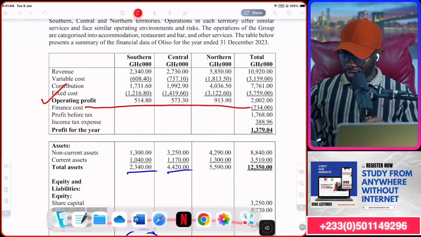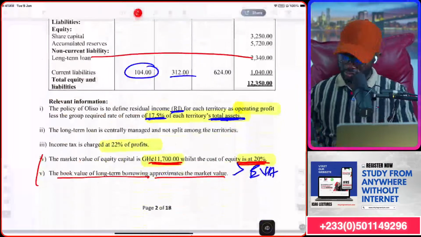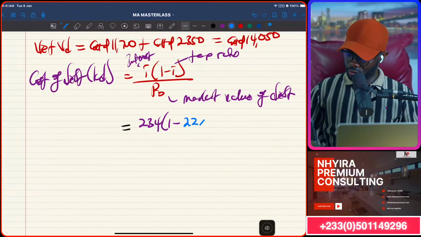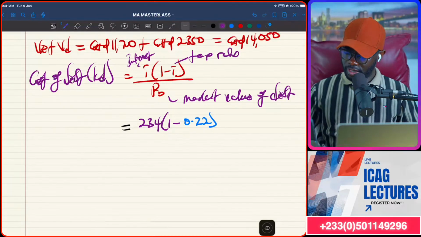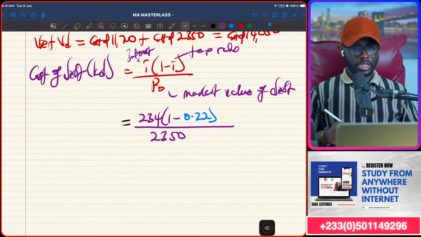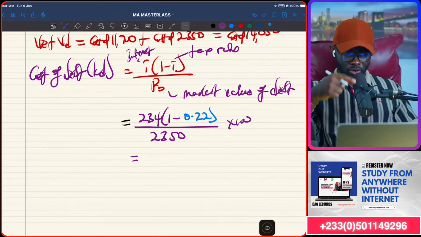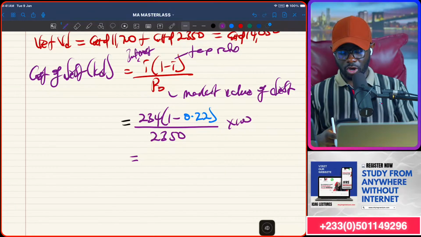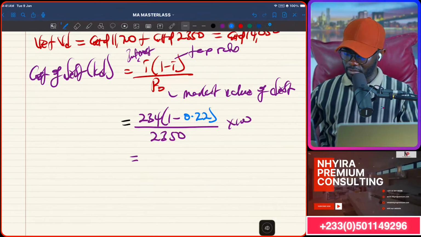Finance costs, 234. So we're going to have 234 into brackets, 1 minus, what is the tax rate? We're given the tax rate to be 22% of profit. So 22%, so that'll be 0.22. Divided by the market value of the debt, which was given to us to be 2350. Certainly the answer times 100 because KD is in percentages. So that's how we calculate the cost of debt. And there is tax in the question, so it will be KD after tax. So we punch that out. 234 into bracket 1 minus 0.22, bracket close, divided by 2350. I'm getting 7.8% approximately.